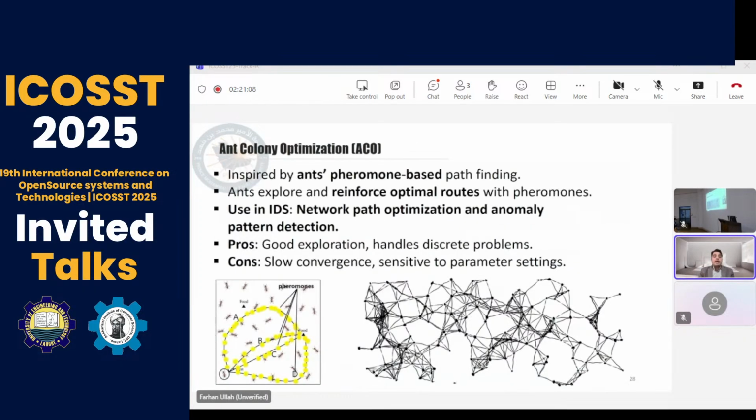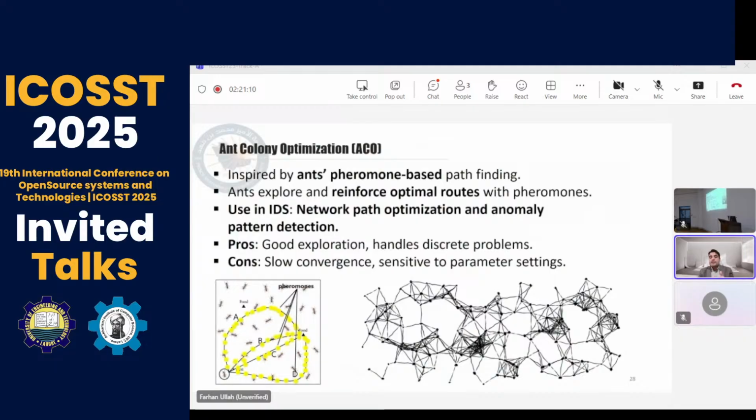Now, another example is ant colony optimization. This is another example of optimization. Basically, it works on ant colony pheromone-based path finding. How an ant can find the best path, the same way we can use it for IDS problems. Basically, network path optimization and anomaly pattern detection. We can find the best path for intrusion detection or malware detection to reinforce the optimal route using ant colony optimization. So each method has different patterns and different techniques to handle the problem.